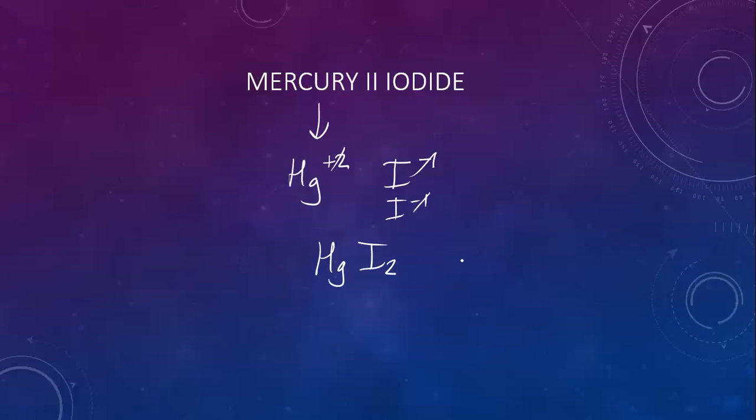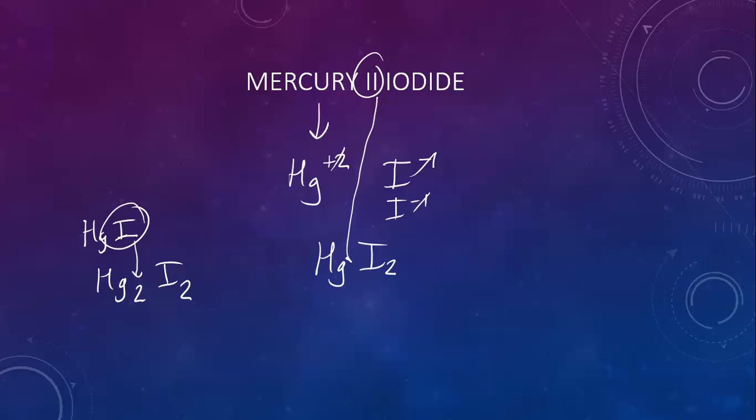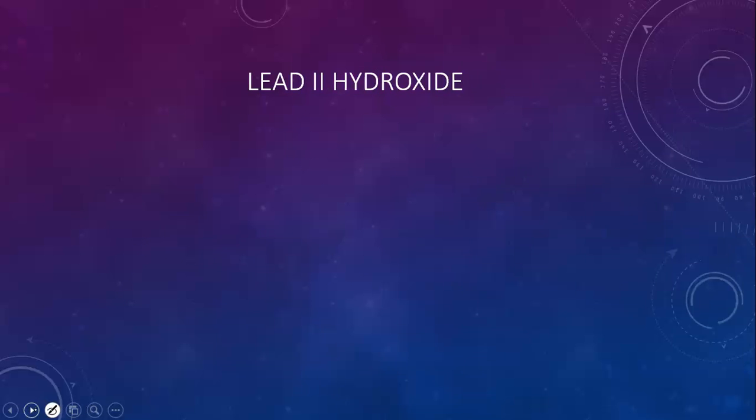Now compare that to Mercury 1 iodide, and that would be Hg2I2. So it's kind of funny, but it is consistent that if you see a Mercury 1, you better have 2 mercuries. If you see a Mercury 2, then you will only have 1 mercury. I know, strange, contradictory, but it is what it is.